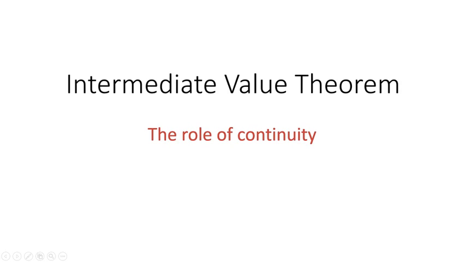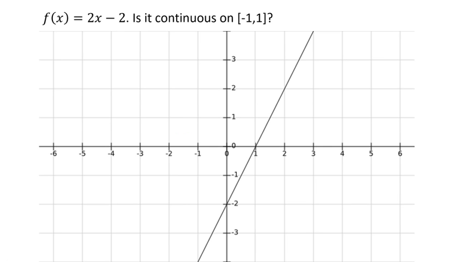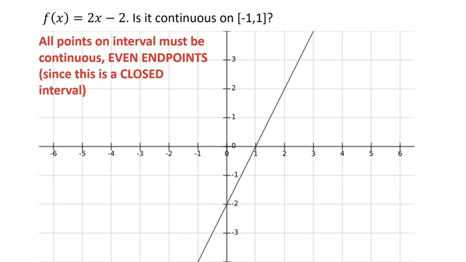The intermediate value theorem is a tool we can use on continuous functions. First, let's learn what makes a function continuous on a certain interval. The first case is a closed interval. Our function is 2x minus 2. The bottom line here is that for a closed interval, all points on my interval must be continuous, including my endpoints, because it's a closed interval.